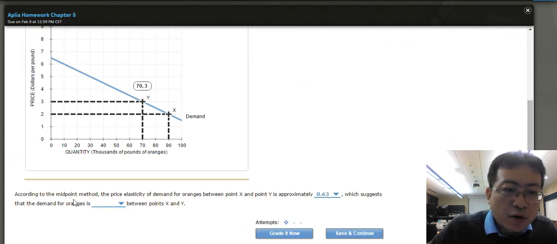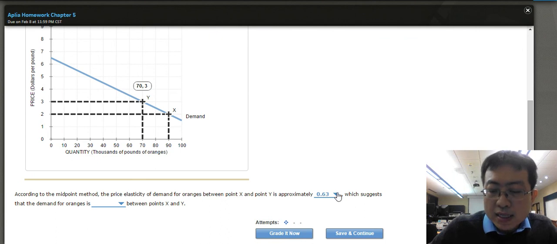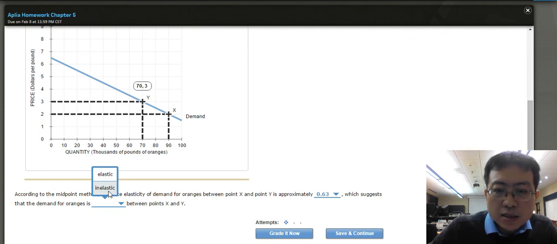Now, which suggests that demand for orange is what between X and Y? If your elasticity is less than 1, it's inelastic. If it's more than 1, it's elastic. If it's equal to 1, it's unit elastic. So since it's 0.63, which is less than 1, it's inelastic.